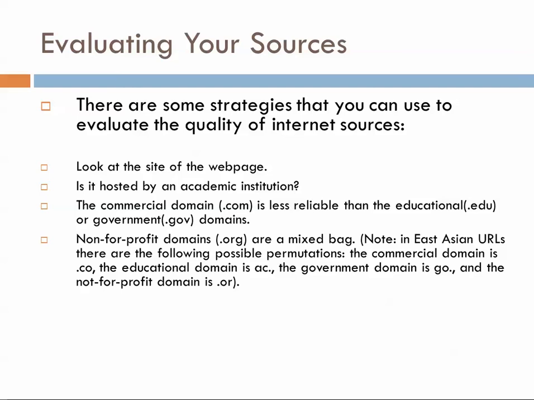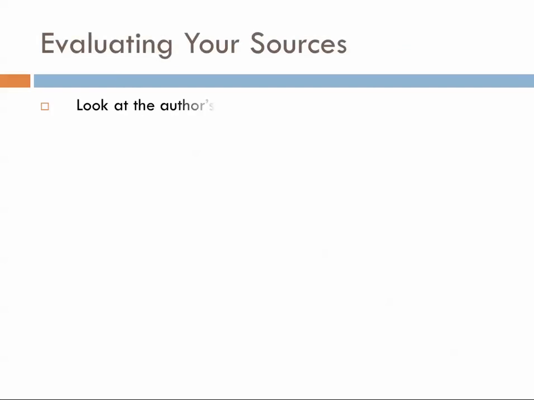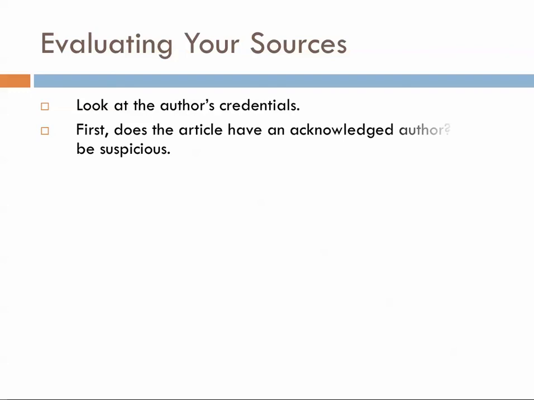Okay, so delving further down into those web pages, you should look at the author's credentials if they're posted. If not, you can always Google the person, I suppose, and try and find out some more information about the author. You should ask yourself, does the article have an acknowledged author? If not, be suspicious. Is it one of those many, many web pages out there where you can't really tell who posted it? There's no name on it, there's no indication. Even when you go in and you look at the source code, you can't figure out who wrote it. If nobody wants to take credit for it, that's probably not a good sign.